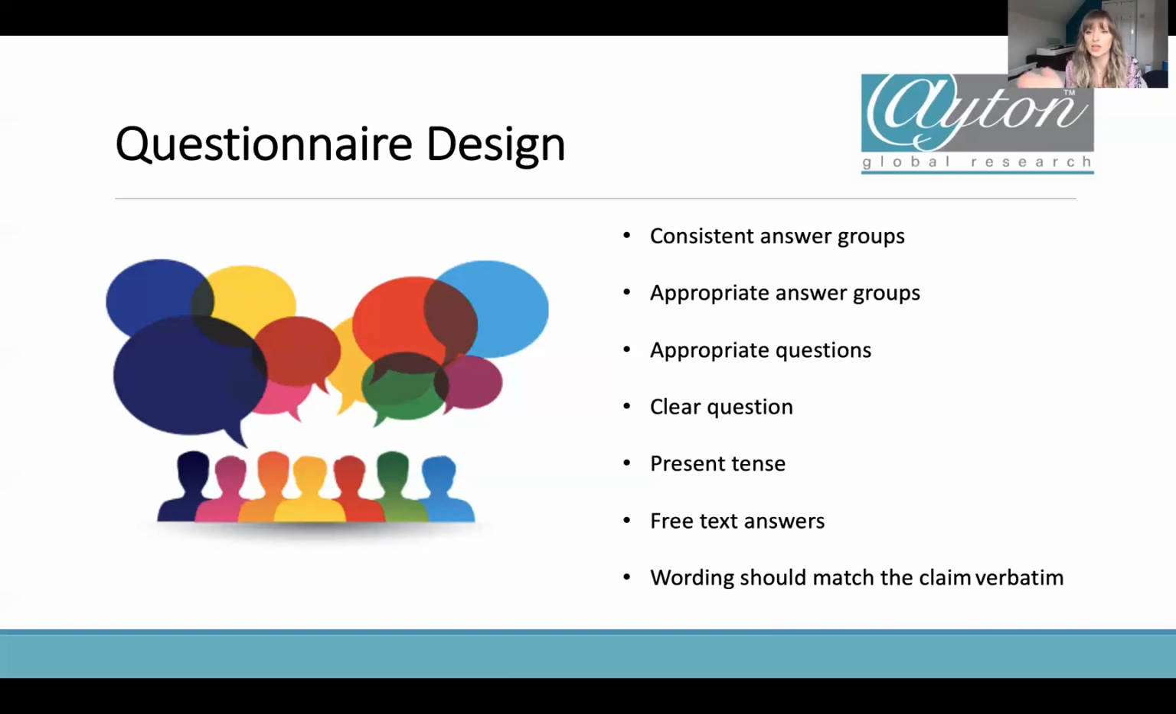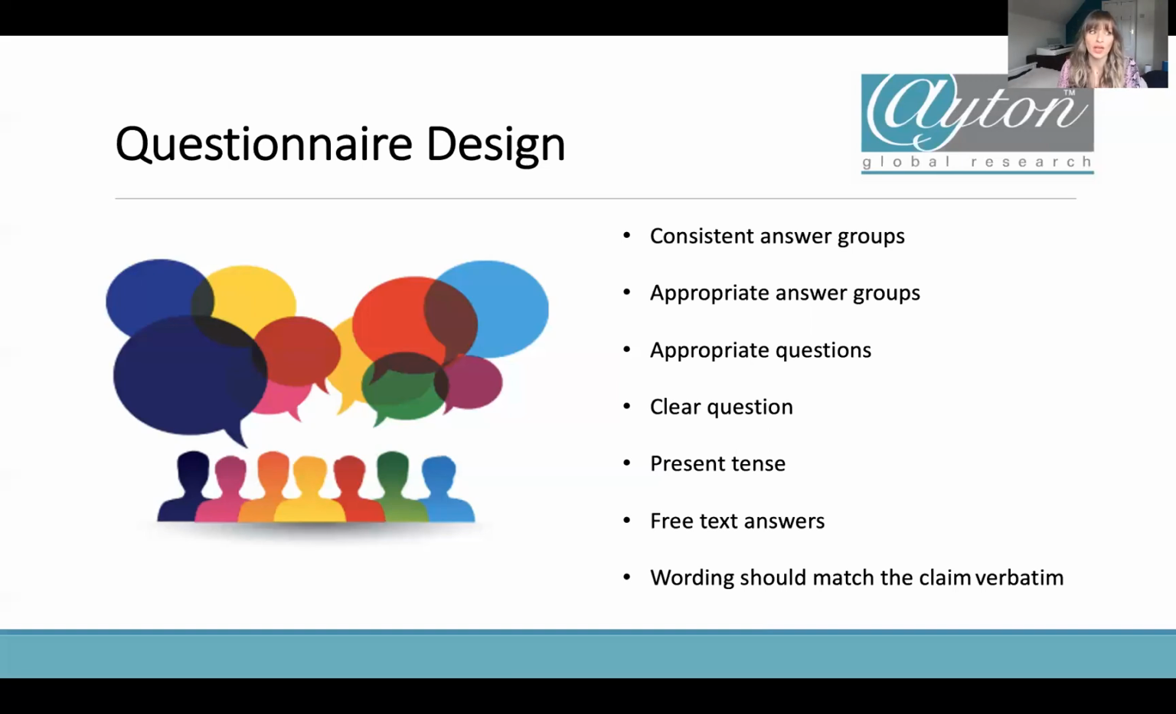They agree with it. When I say consistent, appropriate answer groups, we tend to use a 1 to 9 scale, so strongly disagree to strongly agree. We can then say that everyone who did a 6 or above has agreed with the claim, and therefore that's our pass rate. So you want to keep it consistent.